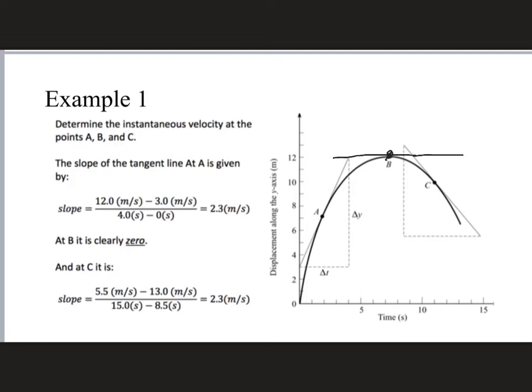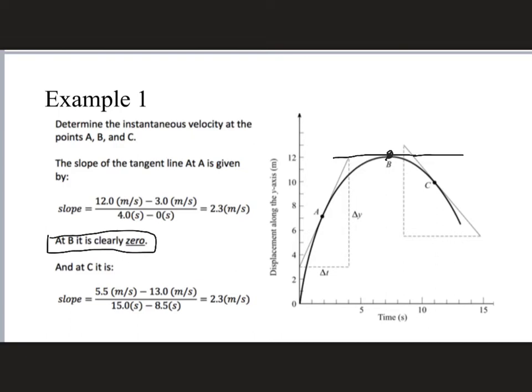So if I draw in a tangent line at point B, you can see it's just going to kiss the curve there, and it's going to be a horizontal line. So our line is going to be horizontal, the slope is 0, and so here we can see that the velocity is going to be 0.